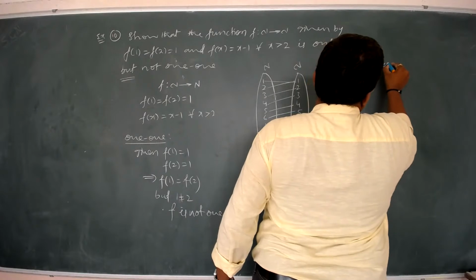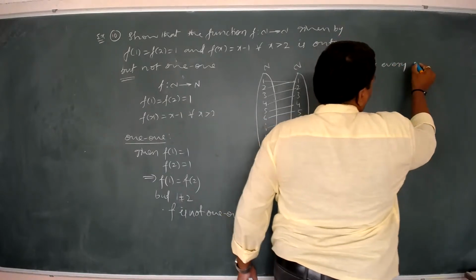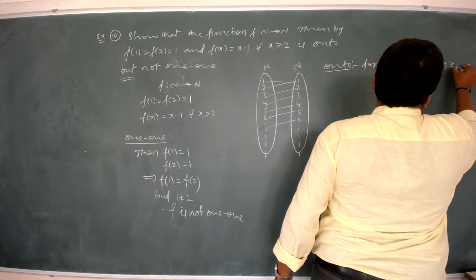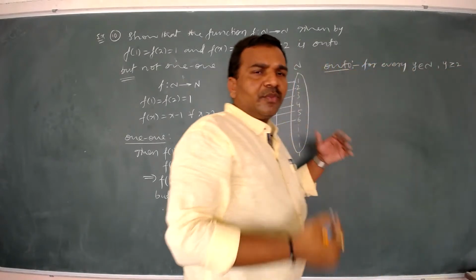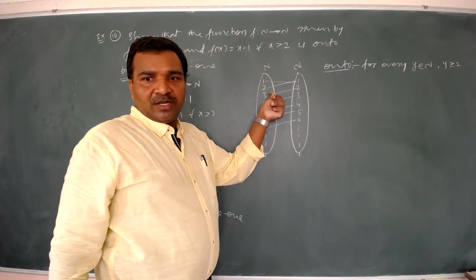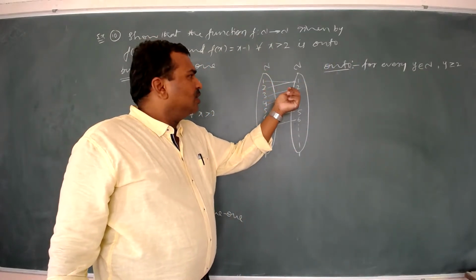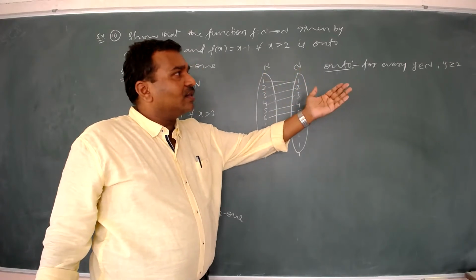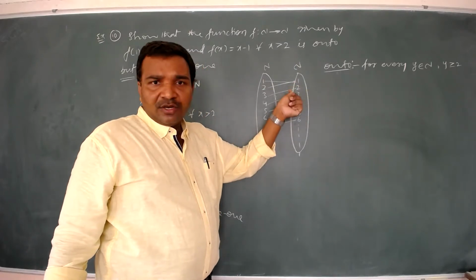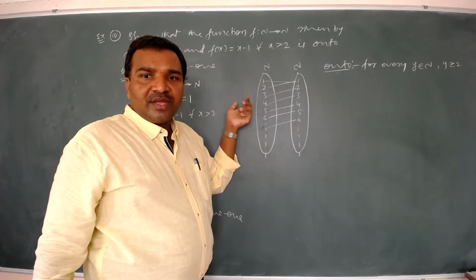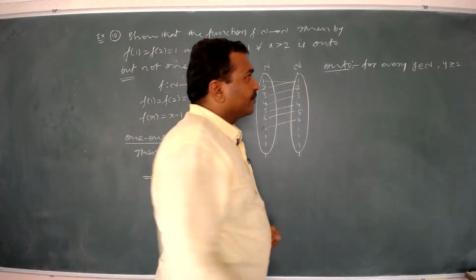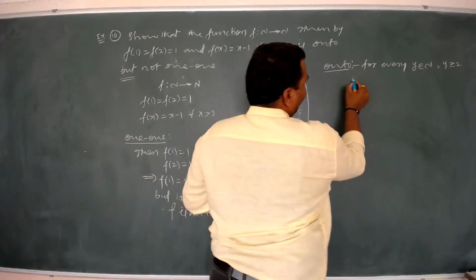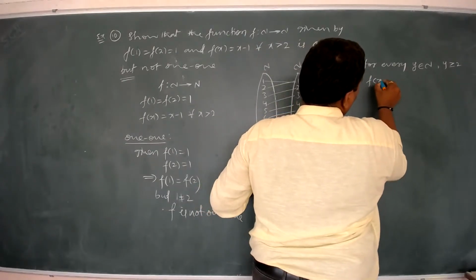For every y belongs to N, that y is greater than or equal to 2. Because already 1 maps with 1 and 2, correct? So, 1 is an image. No need to check about 1. So, we are going to check the numbers in the codomain which are images of any element. So, y belongs to N, y is greater than or equal to 2. If possible, f of x equal to y.